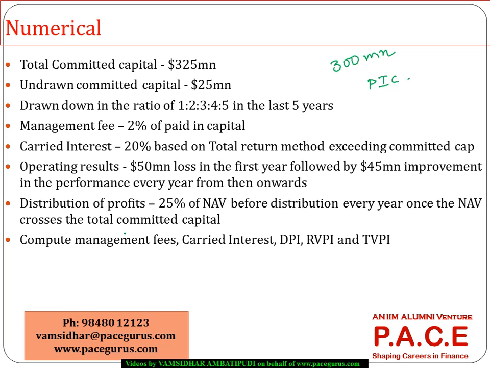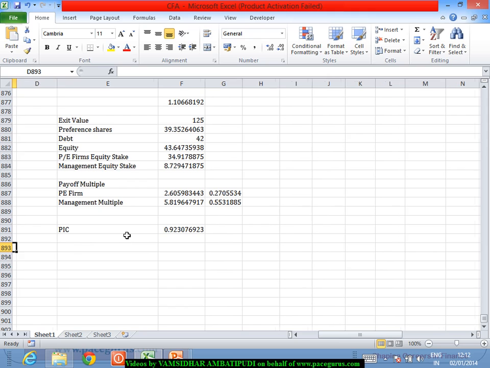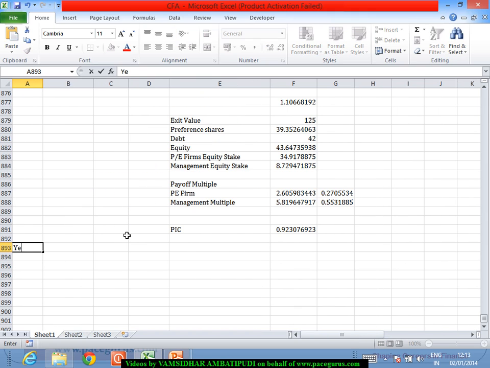The drawdown is happening in the ratio of 1:2:3:4:5 in the last 5 years out of that 300. So let me work out the drawdown. Year 1, 2, 3, 4, 5 in the last 5 years. The drawdown has happened in the ratio 1:2:3:4:5. So 1/15 times the 300 is allotted in the first year.